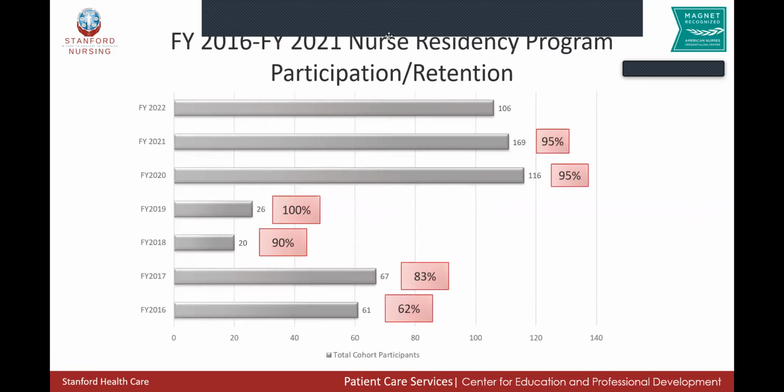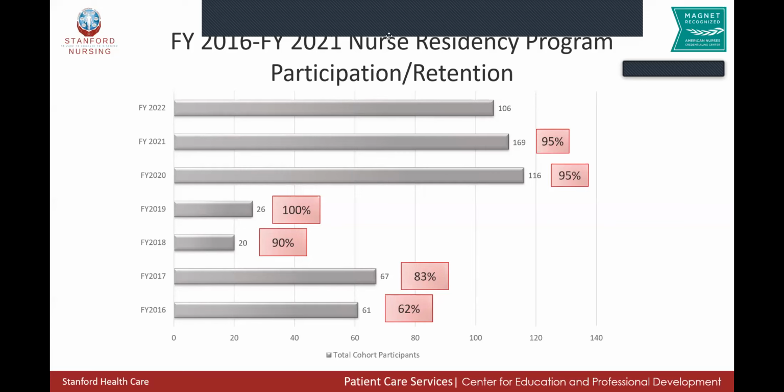So this is a little graph of our residency program participation and retention since 2016. We have been growing in volume quite a bit. In 2016, you'll see that we had a total of only 61 nurse residents join and participate in our program, with a 62% retention rate in that first year. Flash forward to 2021, we brought in 169 nurse residents, and we were able to maintain a retention rate of 95%. That's something that we're really proud of here.